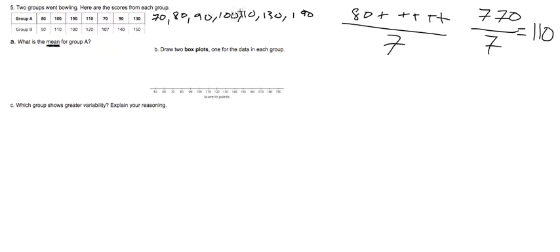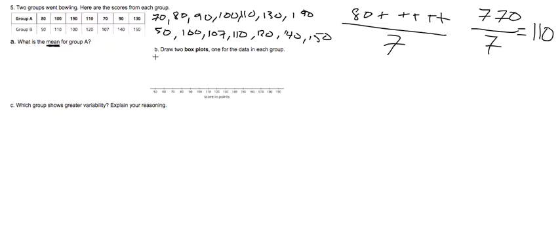1, 2, 3, 4, 5, 6, 7, looks like all of them. Then for Group B, we have the lowest, which is 50, then we have 100, and then 107, and then 110, and then 120, then 140, and then 150. 1, 2, 3, 4, 5, 6, 7, looks like all of them.